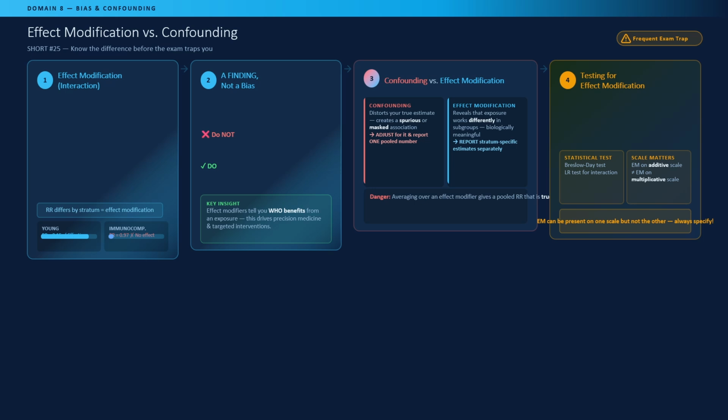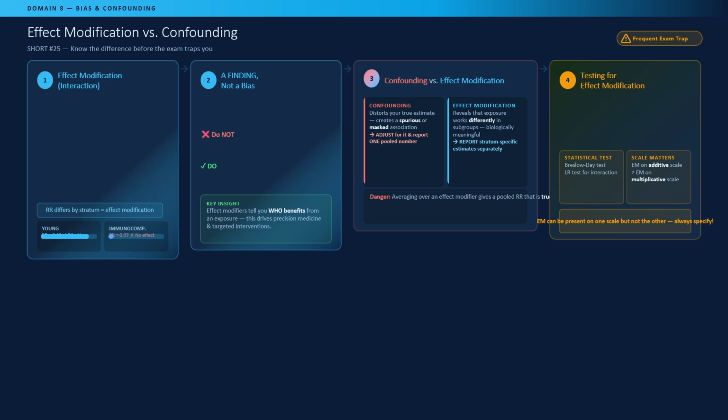approach for that one. For testing, know two names. The Breslow Day test checks whether your odds ratios are homogeneous across strata. The likelihood ratio test for interaction compares a model with an interaction term to one without.